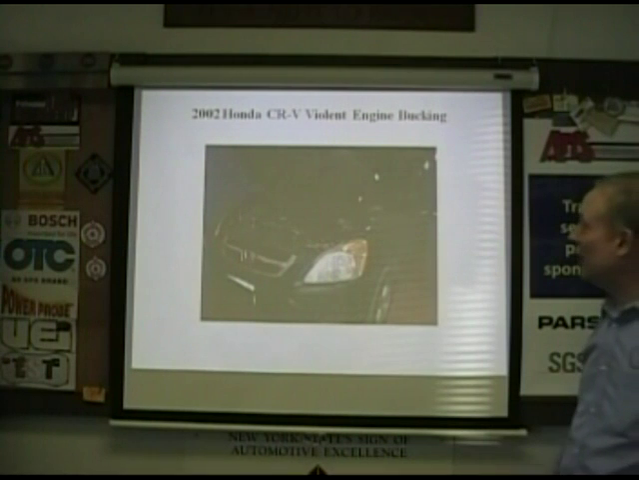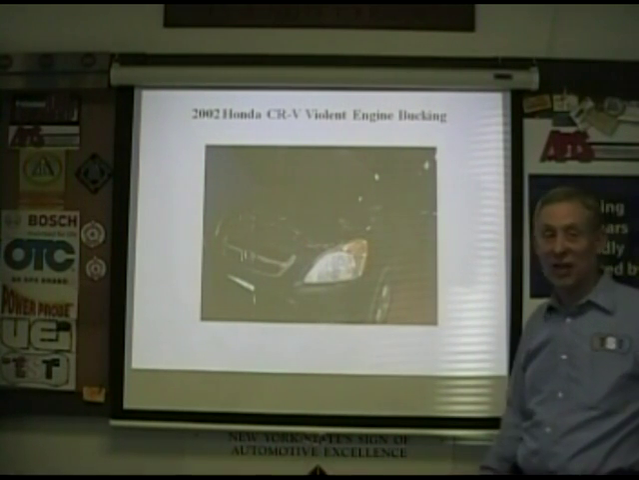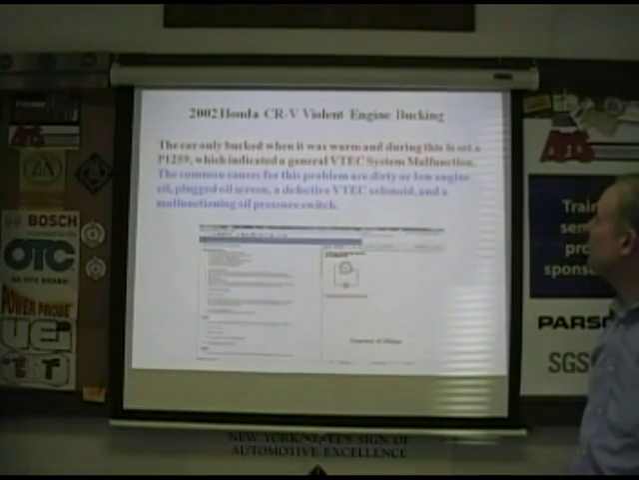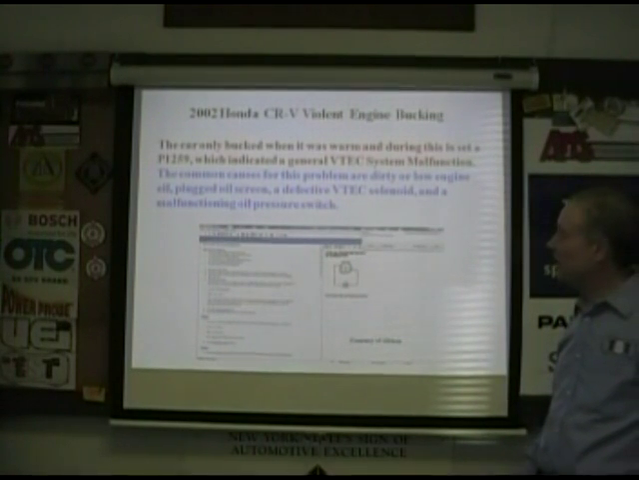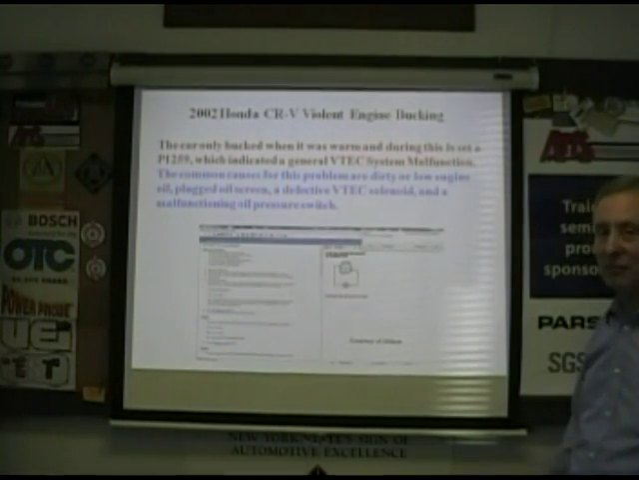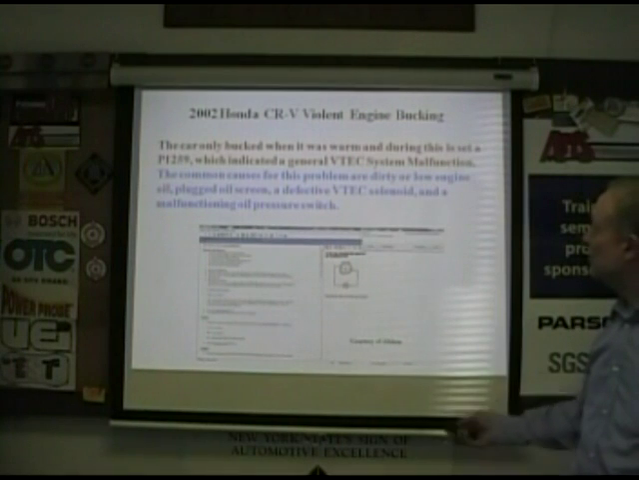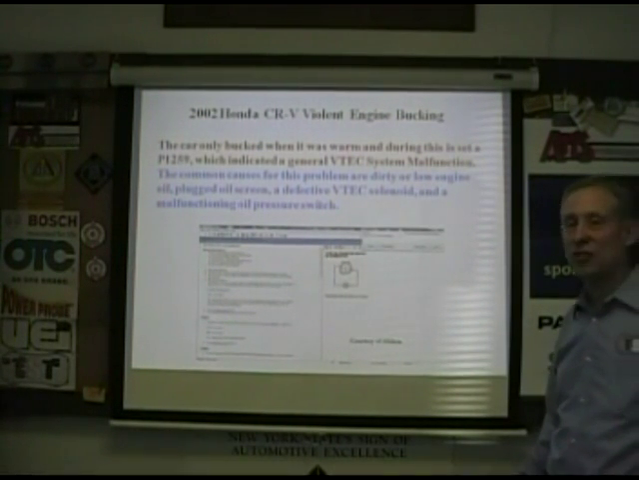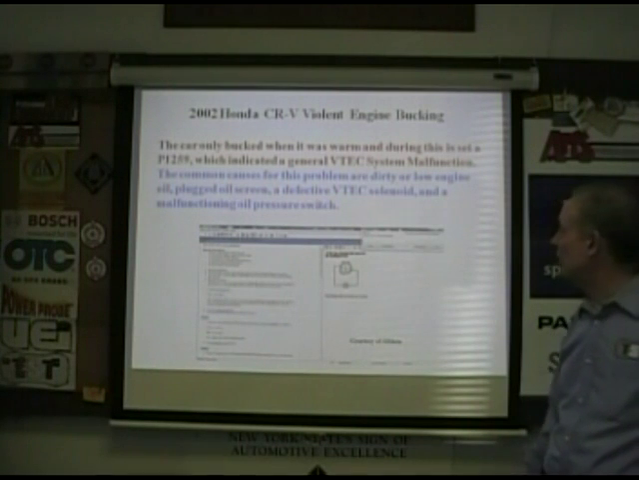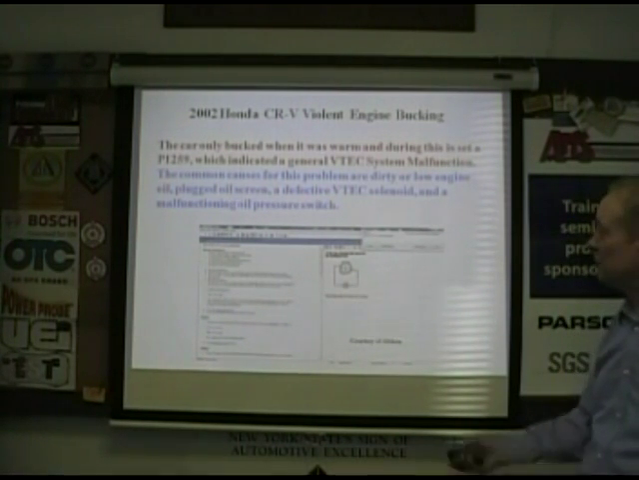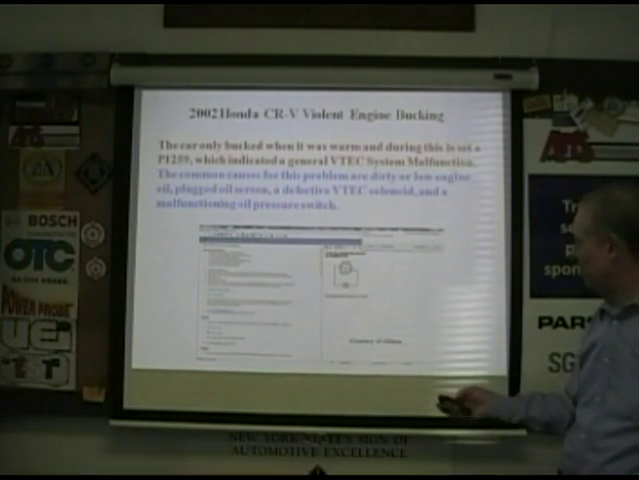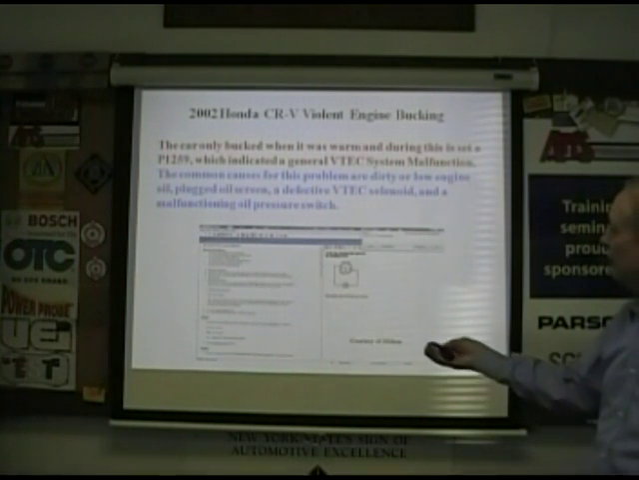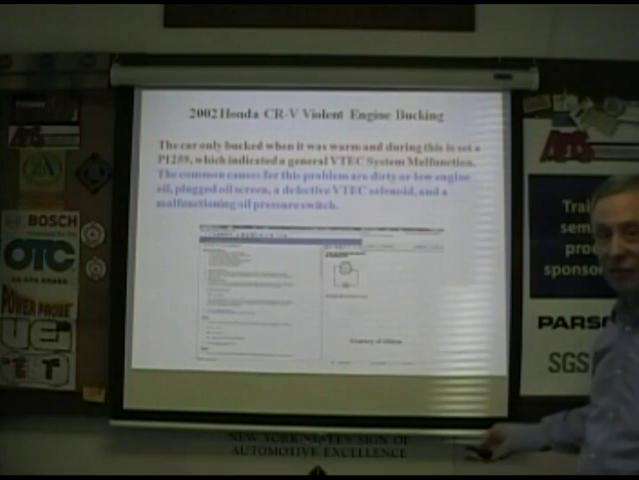This is a case study. A 2002 Honda came into the training center here, or into the shop, with violent engine bucking, and as you can see, it had a P1259. That indicated a general VTEC malfunction. VTEC is their cam timing, cam advancing system, their variable valve timing. Common causes for this, as it says here, are low or dirty oil, a plugged screen, a defective VTEC solenoid, or a bad, malfunctioning pressure switch. The pressure switch could be reporting the wrong value, causing it to set the code wrongly. All right, this is an All Data pinout and description of the system.